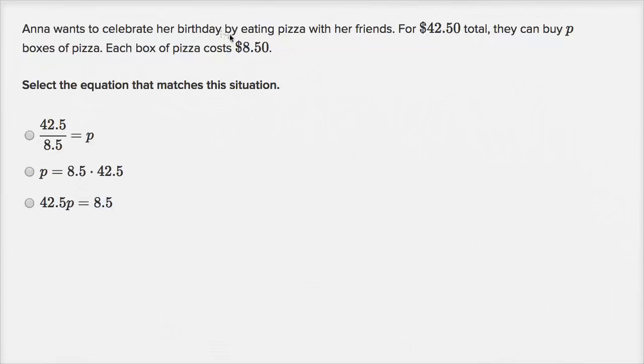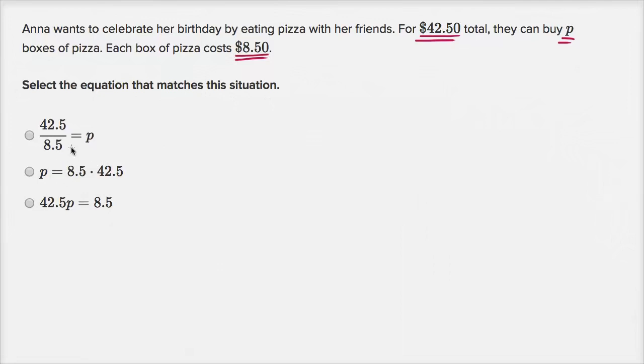Anna wants to celebrate her birthday by eating pizza with her friends. For $42.50 total, they can buy P boxes of pizza. Each box of pizza costs $8.50. Select the equation that matches this situation.